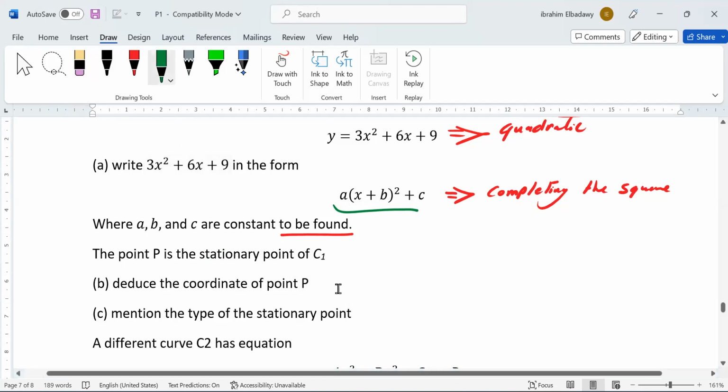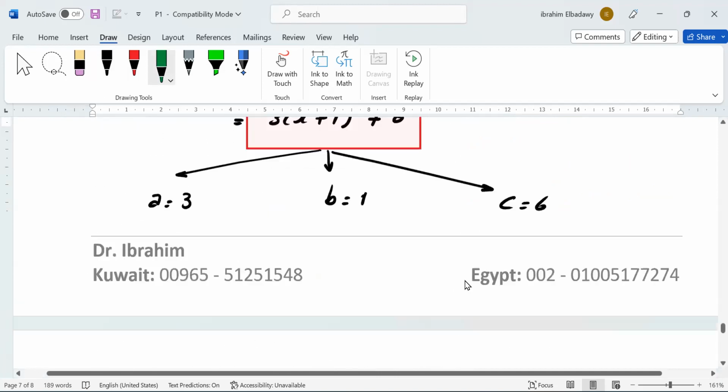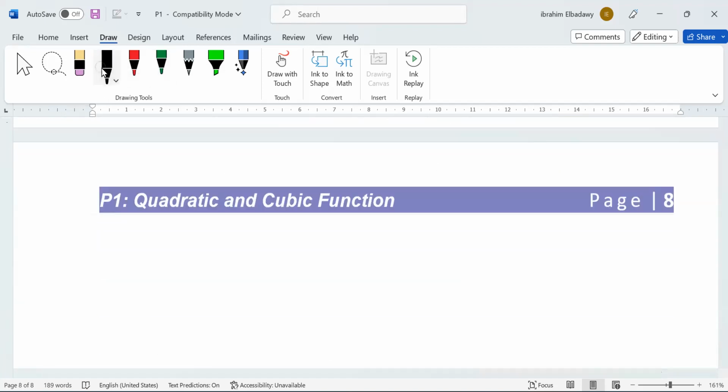The coordinates of P, this is the first question. The second question mentions the type of the stationary point. What is the meaning of type of stationary point? Maybe the stationary point is a minimum, or the stationary point is a maximum. Let us see how we can answer these two questions. The coordinates of P are negative p, q.